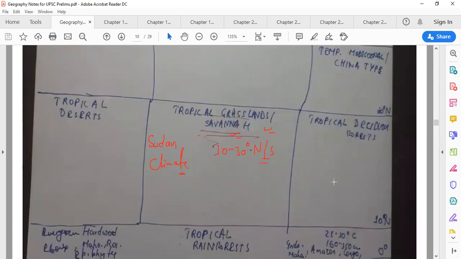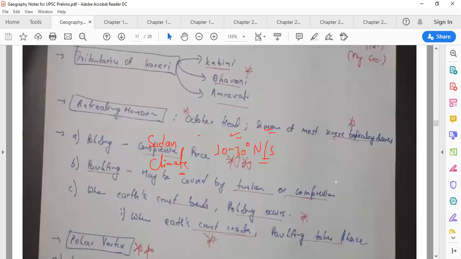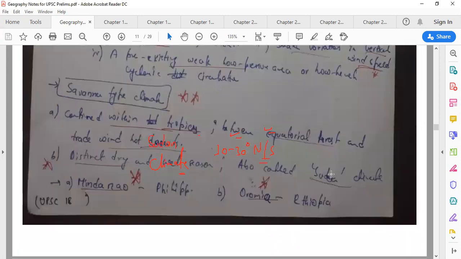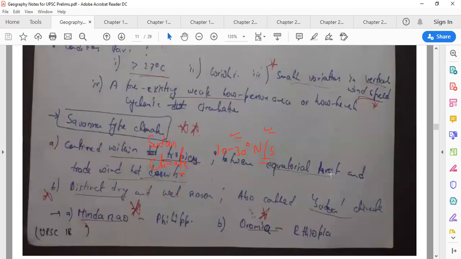These are very important. If you have to understand this, you can go through GC Leong if time permits. So this is also called savanna type of climate. In this, it is confined within tropics, and it is between equatorial forest and trade wind hot deserts. Equatorial forest is down below, 0 degree to 10 degree north. And the tropical trade wind hot desert is on the western margin. Between those regions lies the savanna type of climate. They have distinct dry and wet season, which is also called Sudan climate. We'll see this in detail right now.